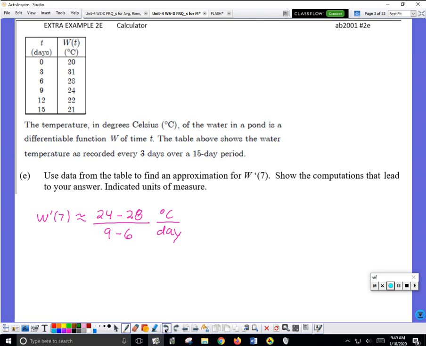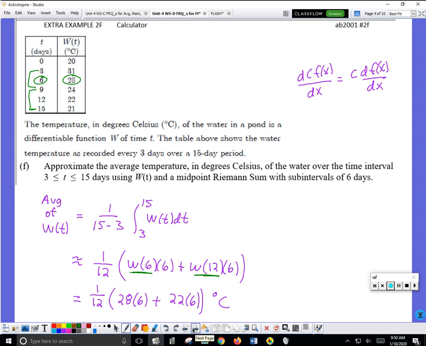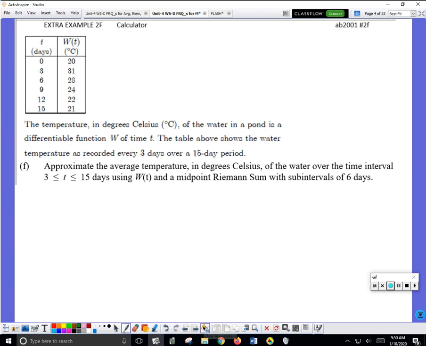Awesome. This is also review from the last packet, but take a minute and do that problem as well. Go.